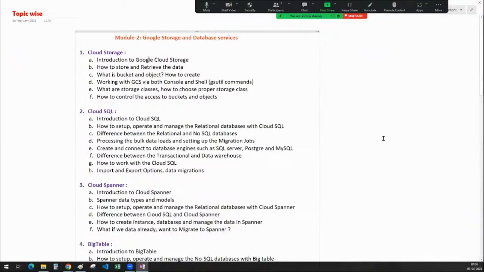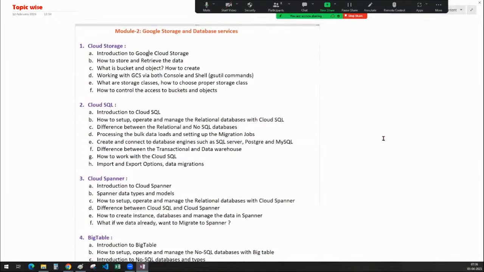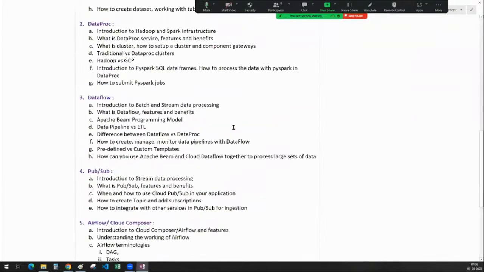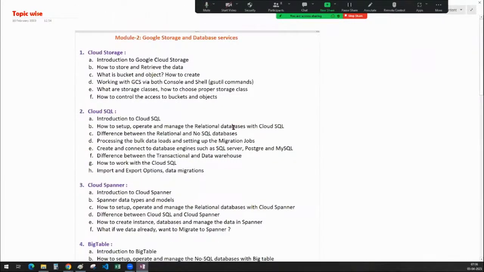So here is the course content, guys. As I mentioned, Google Cloud Platform provides a pool of cloud computing services such as Google storage and database services, as well as big data services. These are the things we are going to discuss in our session: Google Storage and Database Services. The very first service we are going to discuss is Google Cloud Storage.